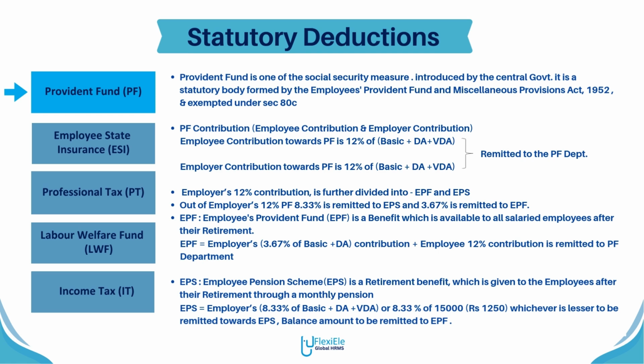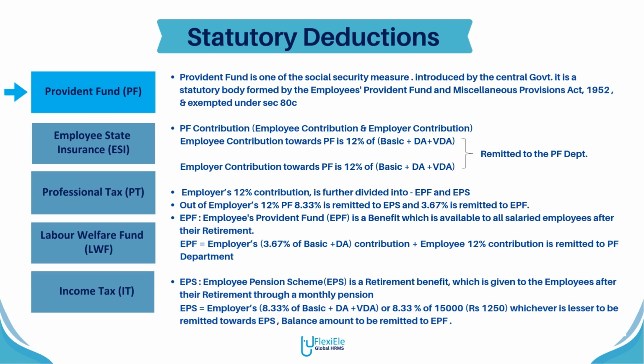Now let's discuss why PF matters. PF is not just about numbers, it's a long-term safety net. EPS gives you a monthly pension when you hang up your work boots. Together, they help you build financial stability without even lifting a finger after your monthly contribution. In a world of instant expenses, PF quietly does slow and steady work. And years from now, you will look back and thank your younger self for choosing security with every paycheck.